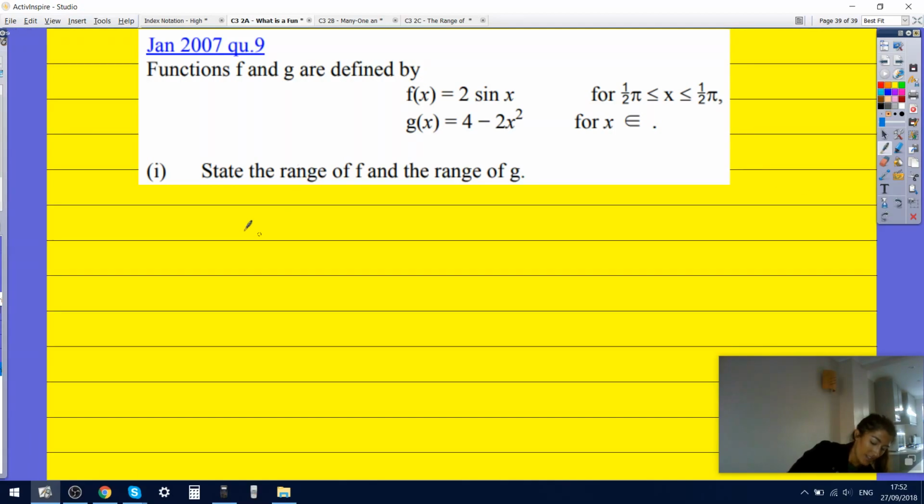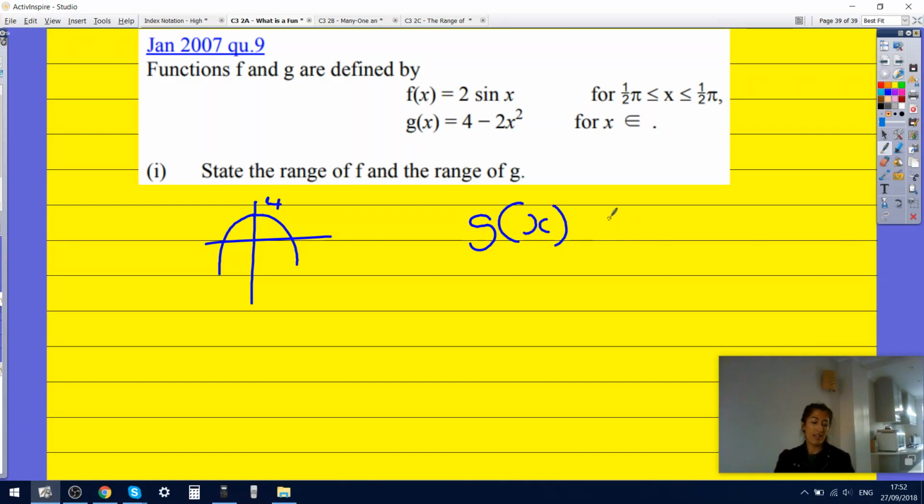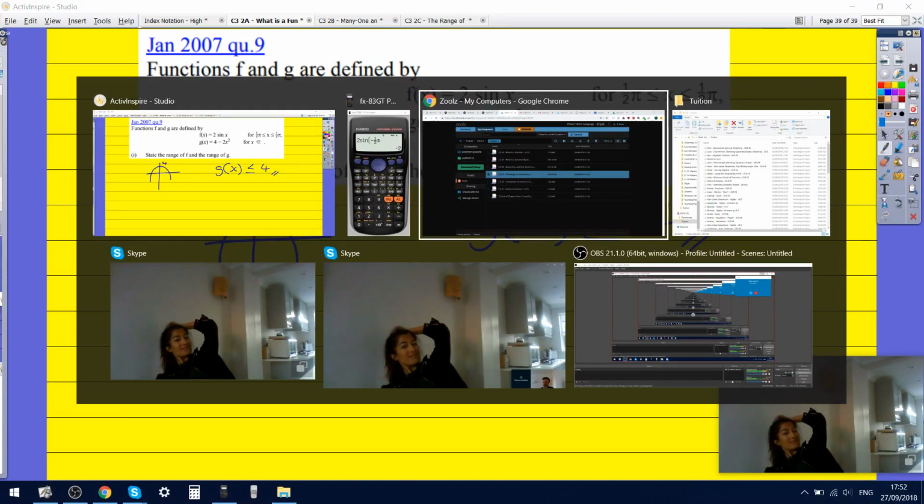4 minus 2x squared is like a massive U, yeah. The maximum is 4, so g(x) is less than or equal to 4. That's it. Any questions about that? Nope. You're happy with yourself.